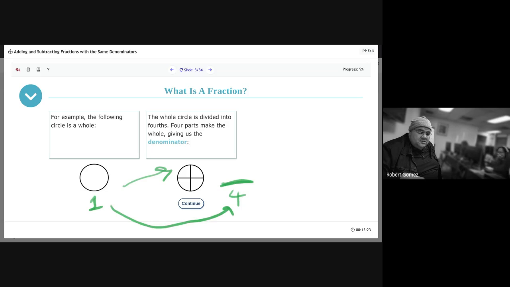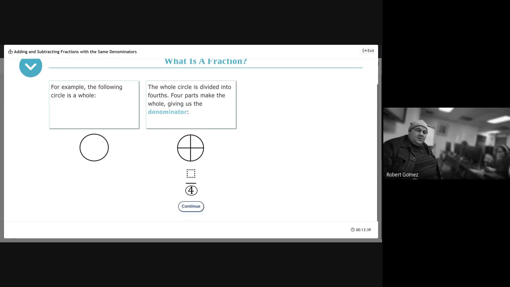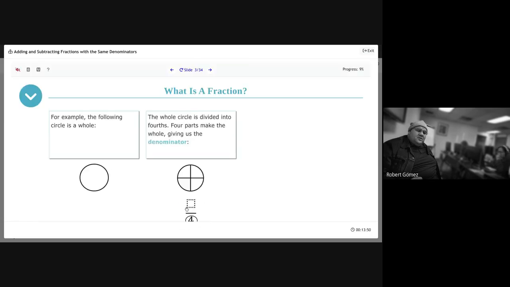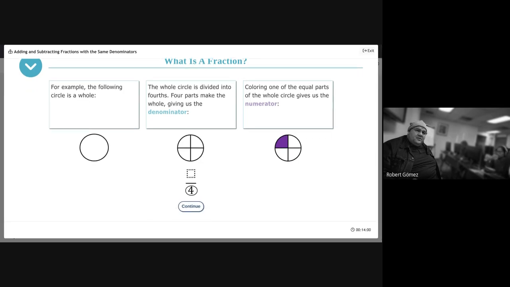All right, so let's continue. And so there's our denominator. So they kind of did it for us here, but you saw me do it just a minute ago. Now, notice we have a blank spot right there, and of course that's where our numerator is going to go, but we have to figure out, okay, what makes a numerator, right? Well, coloring one of these equal parts of the whole circle gives us the numerator, right?